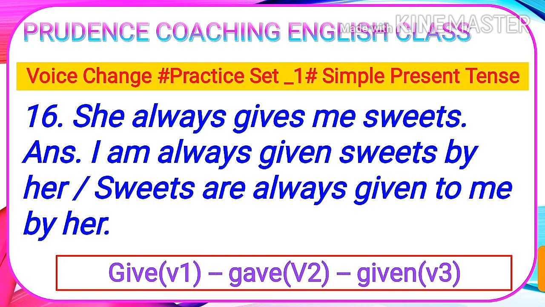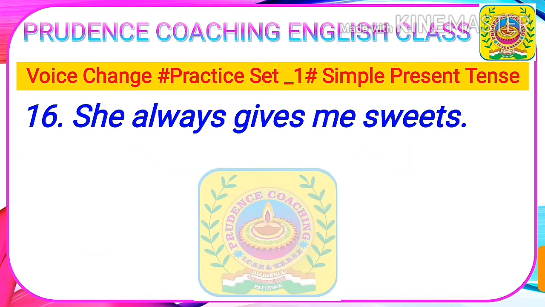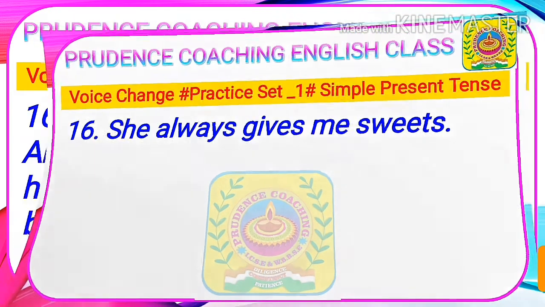Next, we need to write to me, that is the indirect object. So before the indirect object we will write the preposition to, then we will write me. So here it will be given to me. After that we need to write by her. So our final statement in passive voice will be sweets are always given to me by her. So you can write any of these two answers. So let us move to the next one.